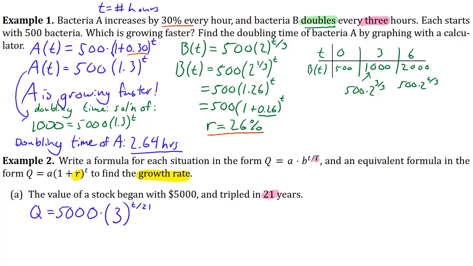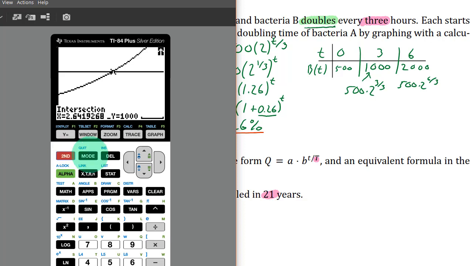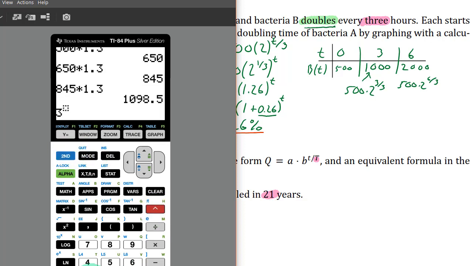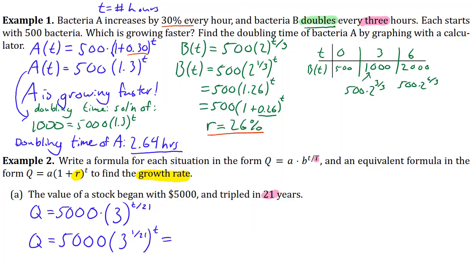So we've got it in that form, but now what if we want to know the yearly growth rate? Like, what percentage is the stock actually going up? Well, we're going to have to do some little exponent tricks here. This is going to become 3 to the power 1 over 21 to the power t, because 1 over 21 times t is the same thing as t over 21. Now, we can get that 3 to the 1/21st with a calculator. It is about 1.0537.